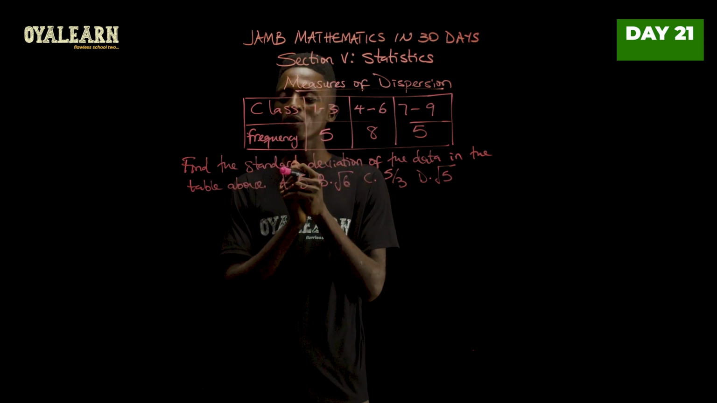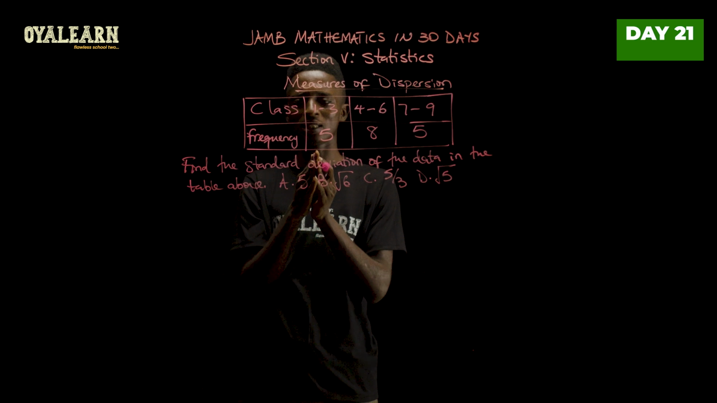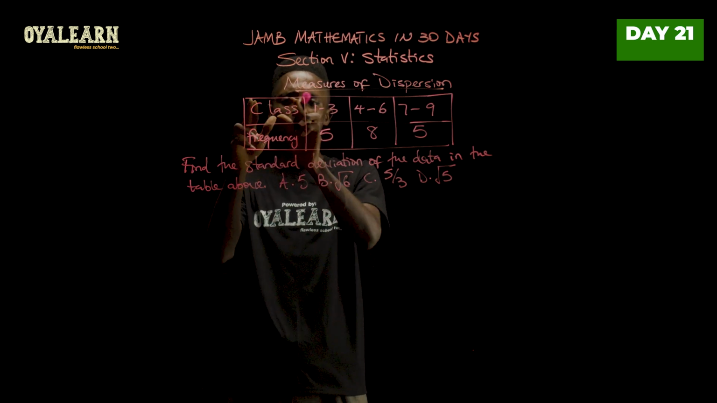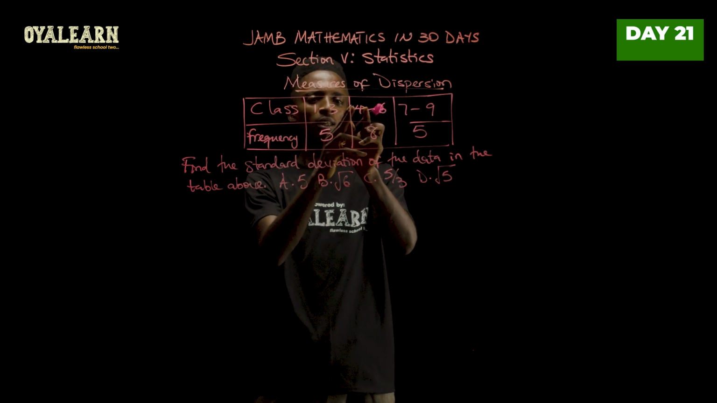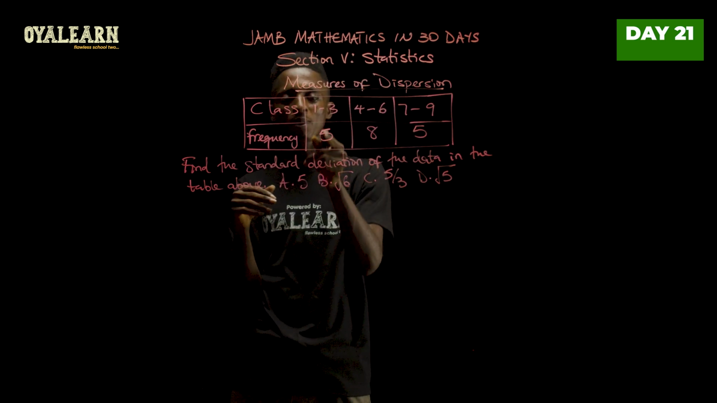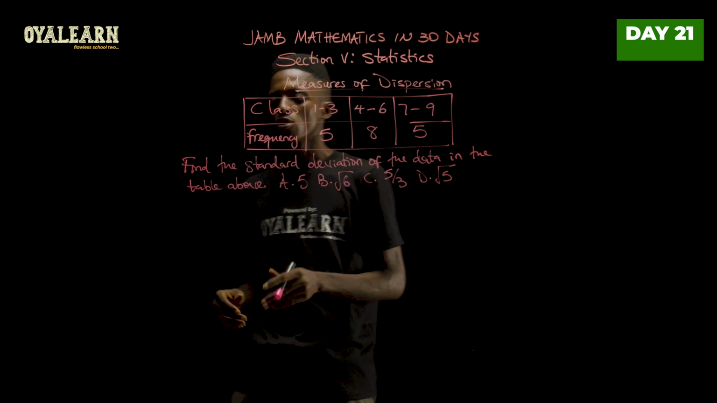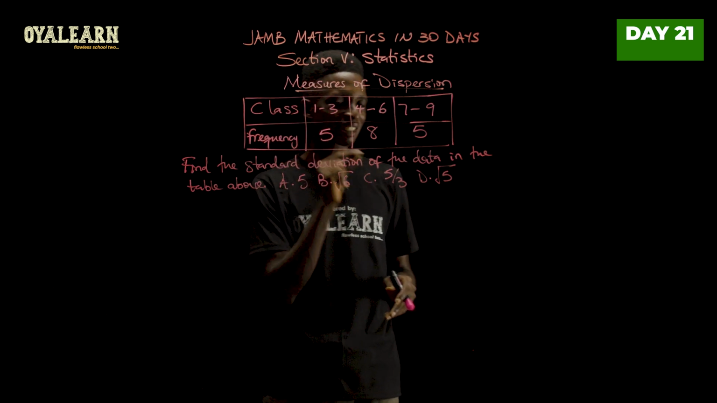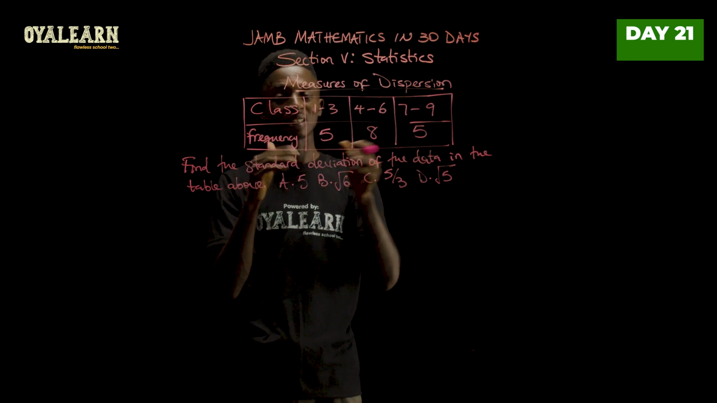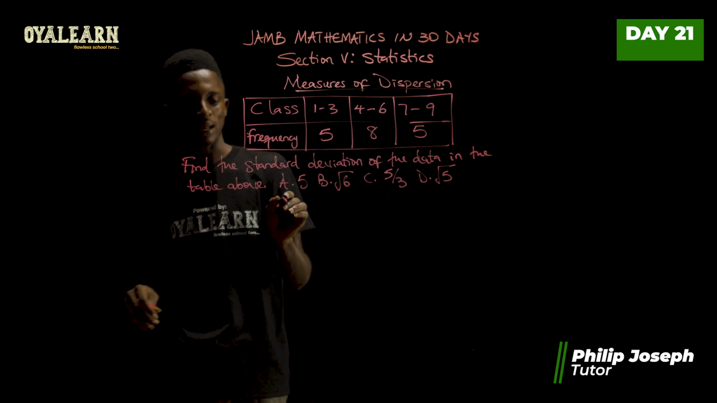This is another example where we see that we have grouped data in this case. So when you look at this table, we have a class from 1 to 3, 4 to 6, 7 to 9. So it's called grouped data, and each of them have their frequencies right beneath them, right? So to work with this, we're asked to find the standard deviation of what is presented in this table. Now, to do that, we're going to apply this equation.